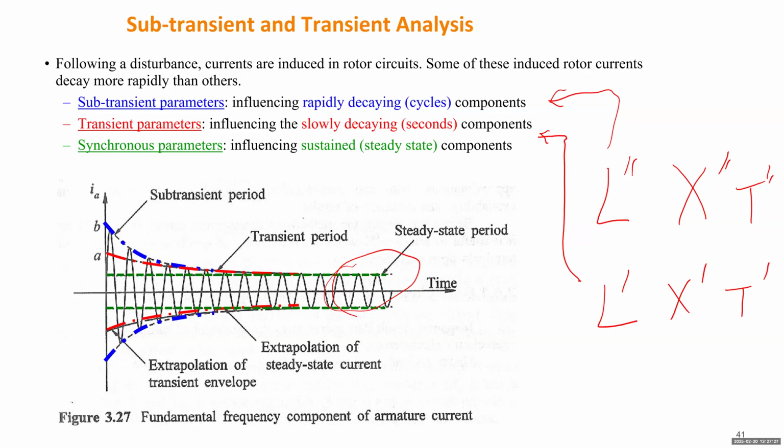Okay. How about the steady state behavior of the system? They will be categorized by another set of variables L, X, T, and we don't add anything. We already utilized those values, right? Remember how we already defined LD, LQ. Those are basically the parameters we utilize to model the steady state behavior. So we're going to introduce the single prime or double prime parameters to categorize transient and sub-transient dynamics.